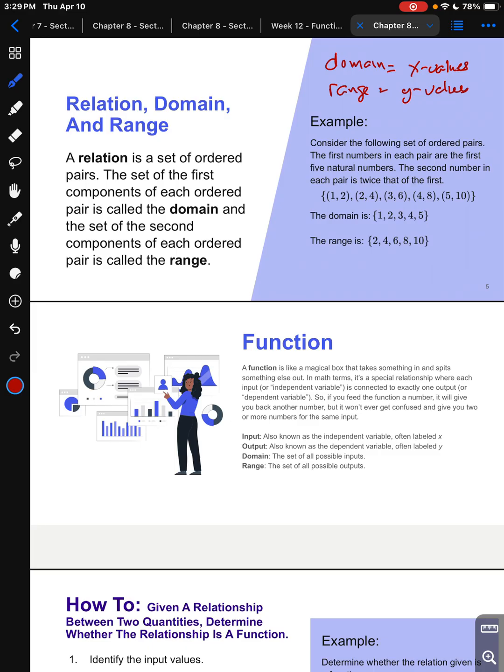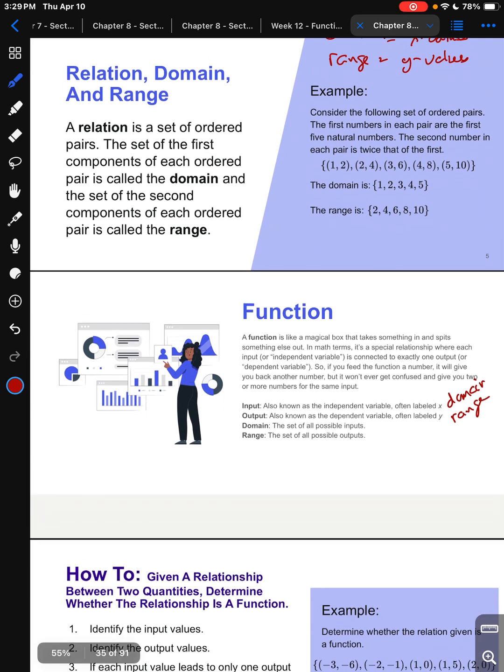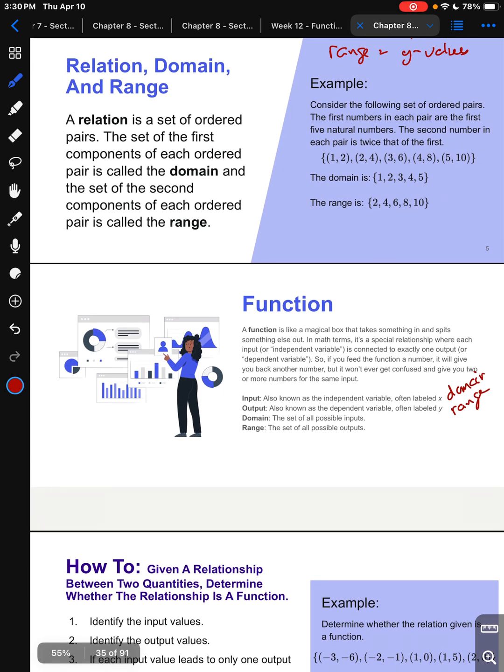Input, also known as the independent variable, is often x. Those are your domain. Output, also known as the dependent variable, is your y, or your range. The domain is the set of all possible inputs, and the range is the set of all possible outputs. So domain is inputs, ranges are outputs.